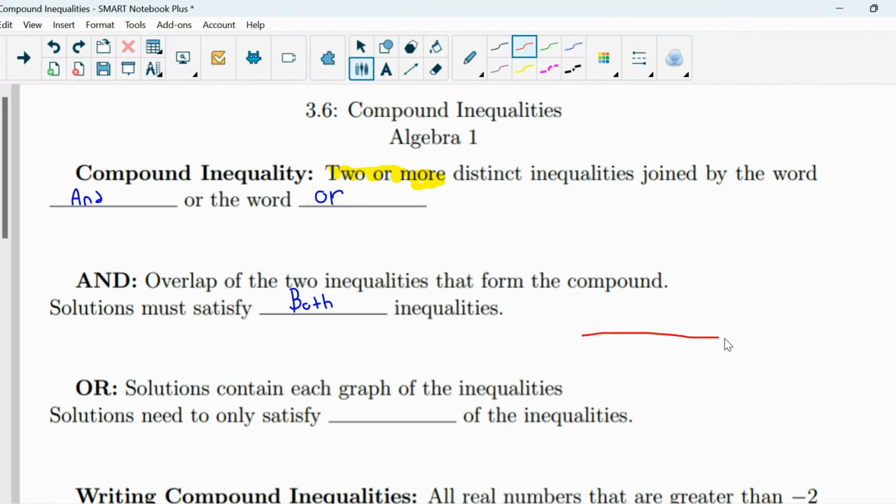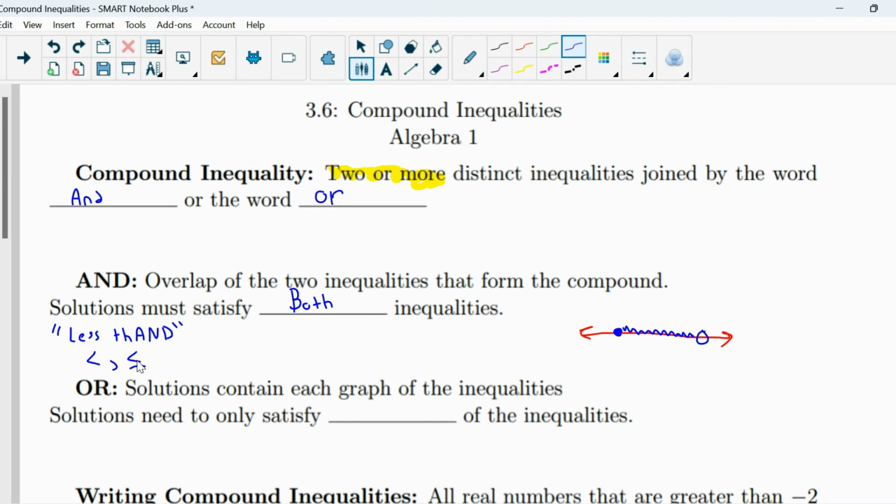Generally, an and inequality may look something like this, where you have two different points where the overlap between the two points is your solution. A good way to remember and inequalities is less than, right, for less than, where we have both of our less than symbols and less than or equal to symbol. Okay? That's a way to remember and inequalities.